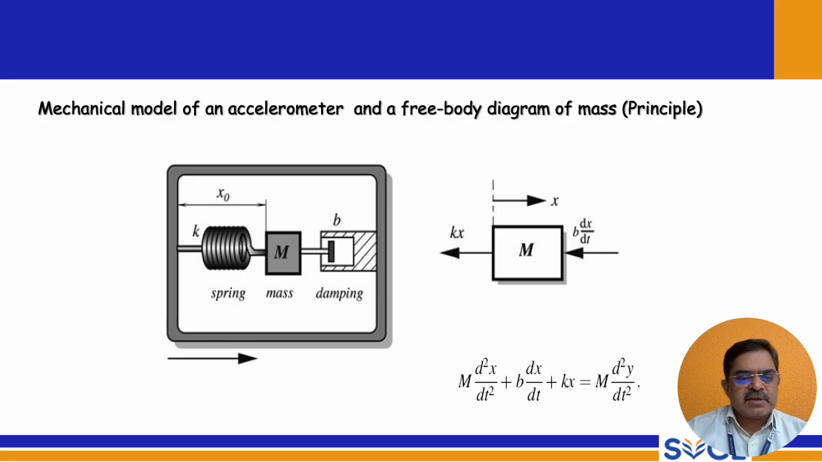So kx is acting in this direction against the x displacement. x in this direction is considered positive, and in this direction it is considered negative. So here b dx by dt, whereas m is the mass: m d square x by dt square plus b dx by dt plus kx equal to m d square y by dt square. So this is the second order differential equation from this free body diagram.